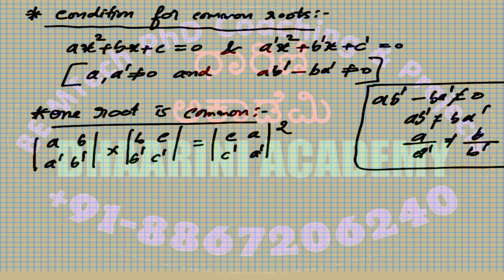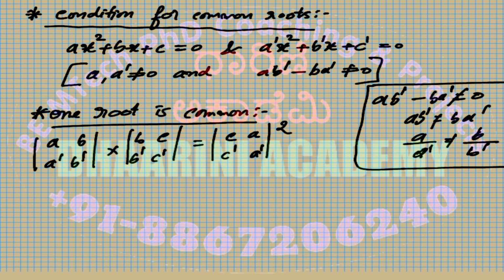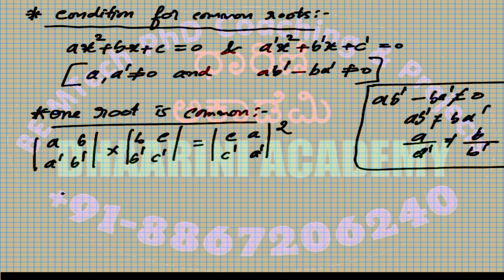Okay, so this is one condition, and now let us move on to the second one. The second condition that we are going to look at now is for both roots common. In the sense, I have equation 1 and equation 2, and when we solve both we get the same roots, right? So the second condition is for both roots are common.